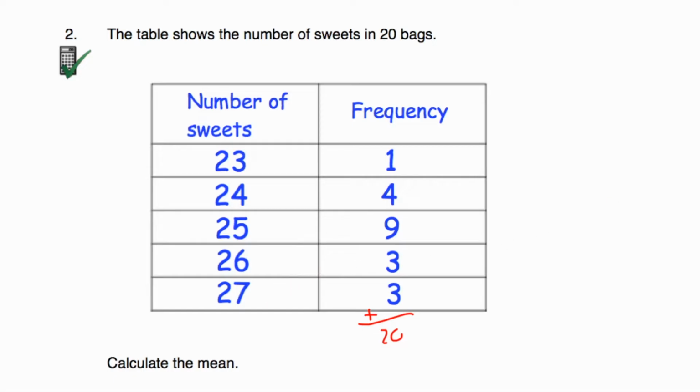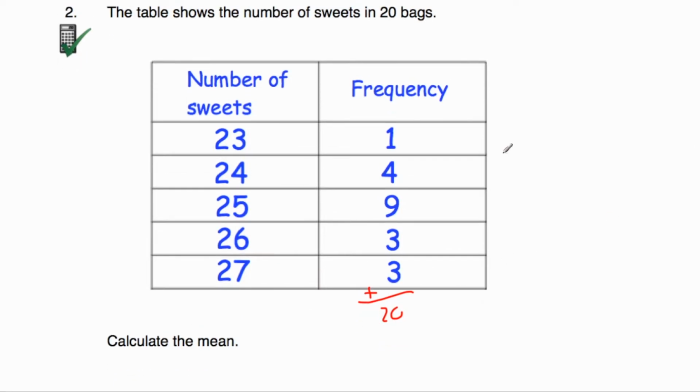And we've been asked to calculate the mean. So that's the grand total number of sweets divided by how many bags there are, and that'll be the mean number of sweets in each bag. So we need to find how many sweets there are in total. So let's add on our fx column.